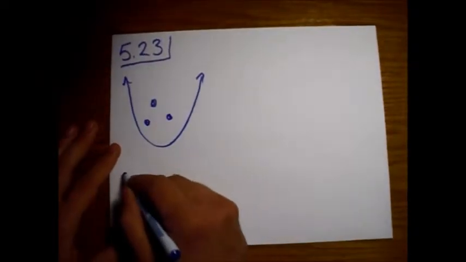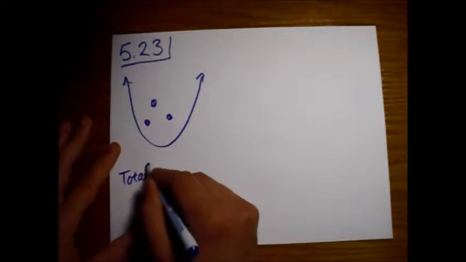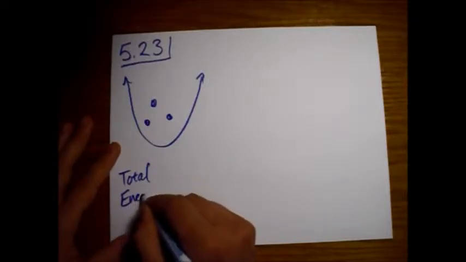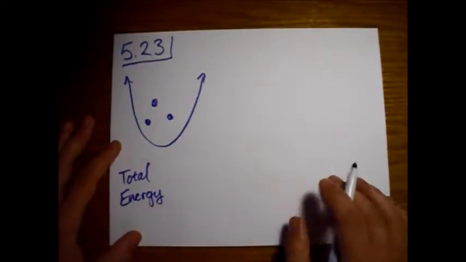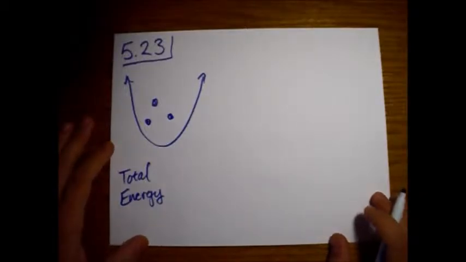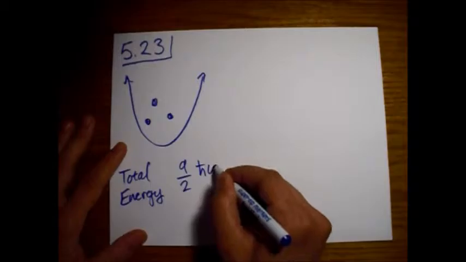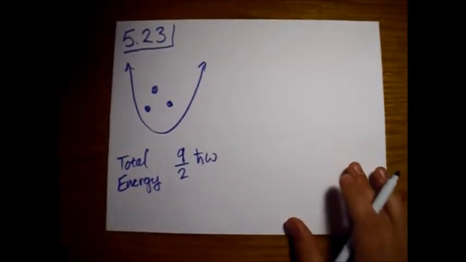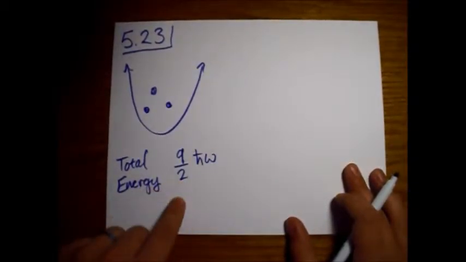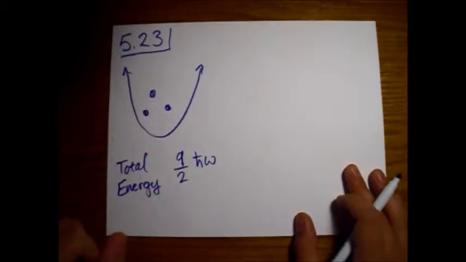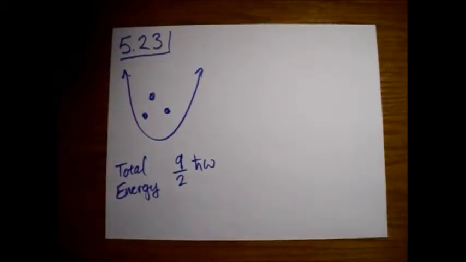Okay, so the total energy is 9/2 h bar omega. Okay, so we're going to be looking at how do we divide up this total energy among these three particles, and what are the probabilities of the different states and so on. Okay, so let's see what we've got.